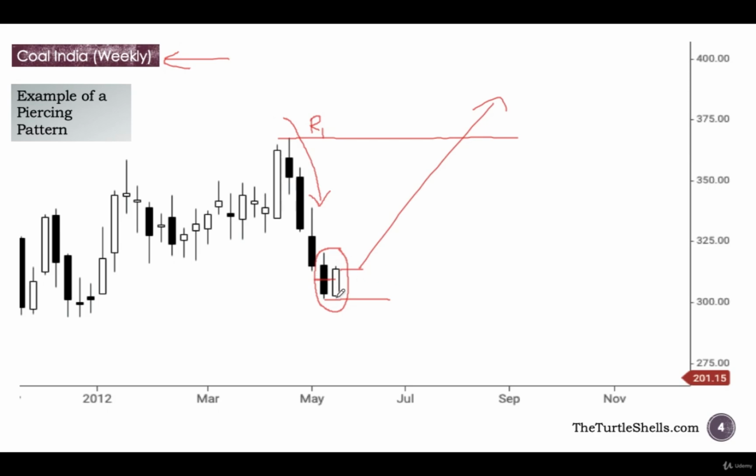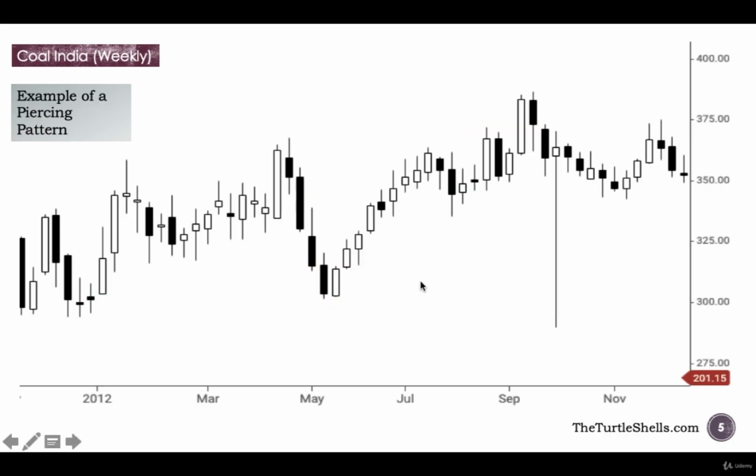It is not a perfect piercing pattern, but since this is occurring on a weekly chart, I am giving it that weightage. So in this case, as you can see, although it was not a bullish engulfing pattern, it was a piercing pattern. These little nuances we need to understand.